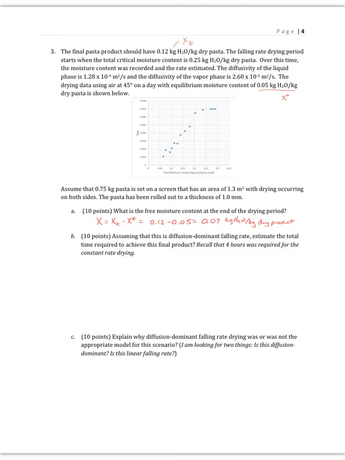Now the next question asks, assuming that this is diffusion dominant falling rate, estimate the total time required to achieve this final product. We have two equations that we can use. We have t equals 4 x1 squared over pi squared times the diffusivity, times log of 8 Xc over pi squared X. And we also have Ls over A, delta X over delta R, natural log of rate 1 over rate 2.